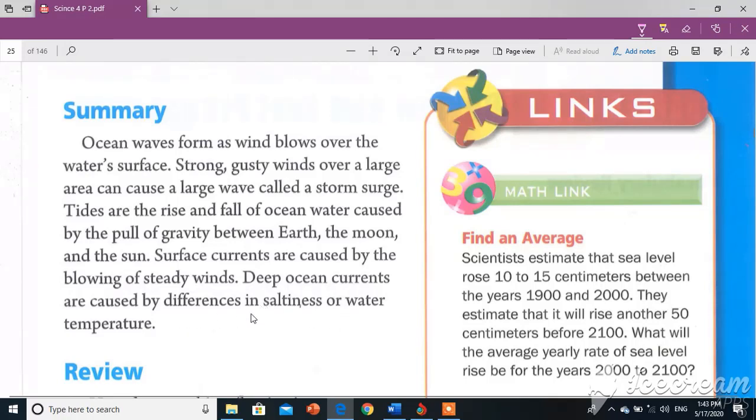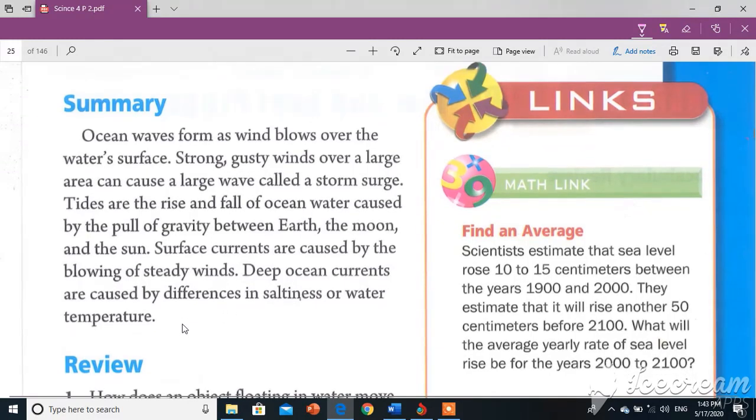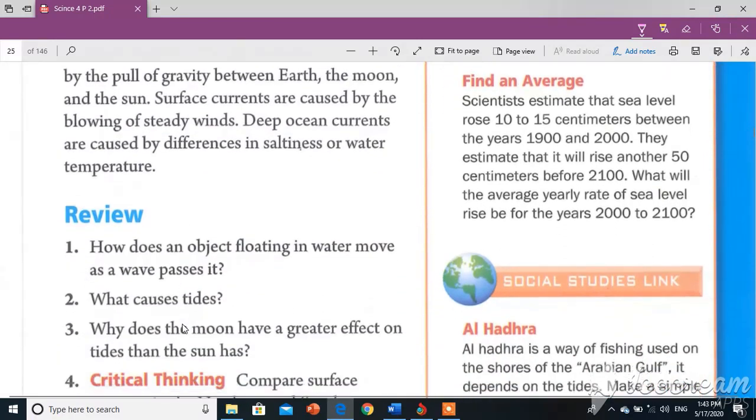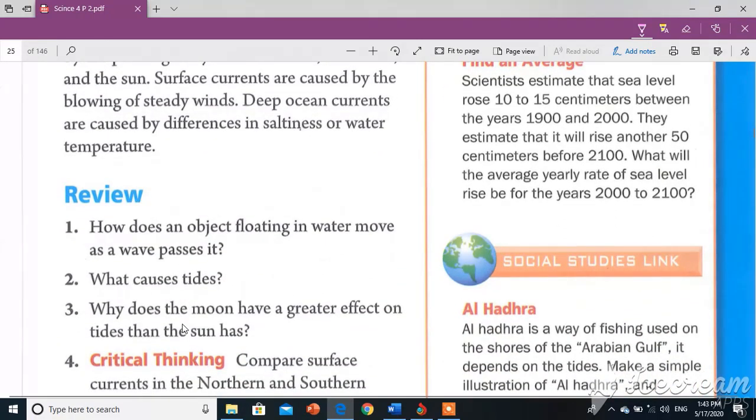saltiness, or it means density, differences of density. Okay, density differences in the ocean cause deep ocean currents, or water temperature. The review. Number 1. How does an object floating in water move as a wave passes it? This object moves up and down as the wave occurs.